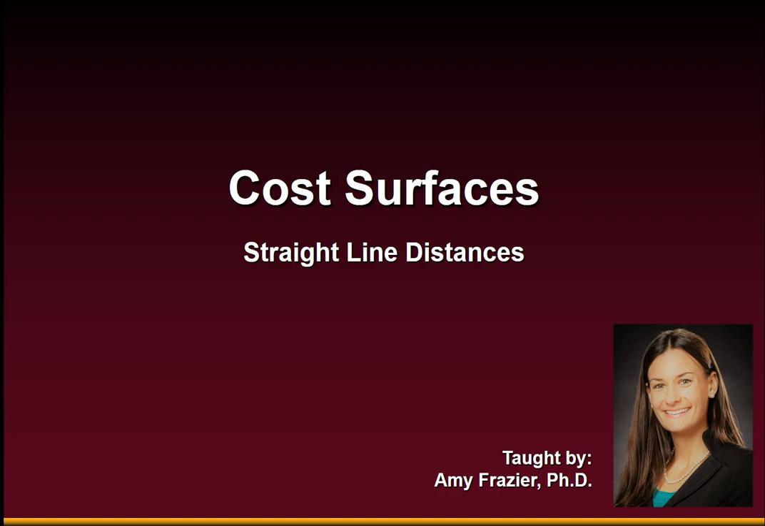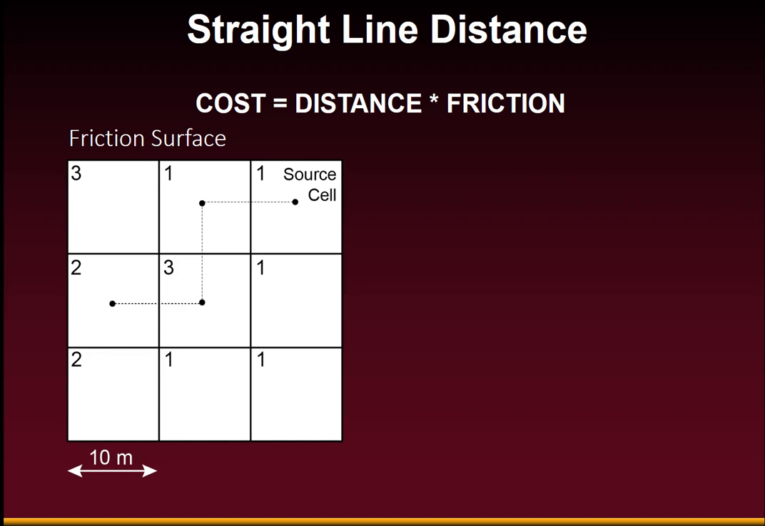We previously went over how to compute cost surfaces using row and column distances. While that method was quite easy, it doesn't always capture the most efficient or quickest way to travel between two cells. Straight line distances travel directly between the centroid of the cell and the centroid of another cell. In this example, the distance travels between the source cell and the center cell through a diagonal distance.